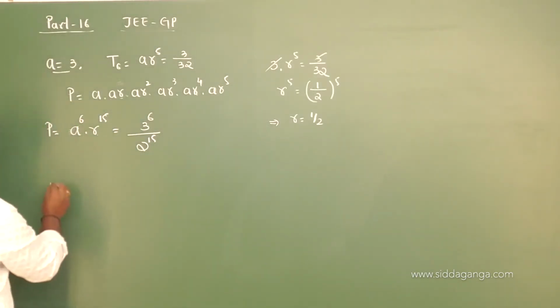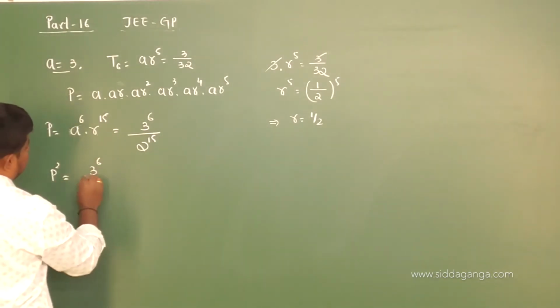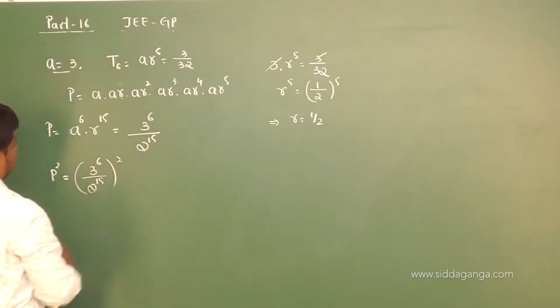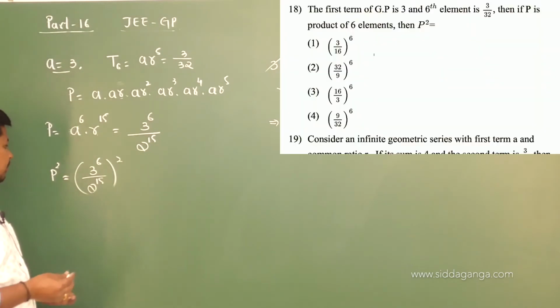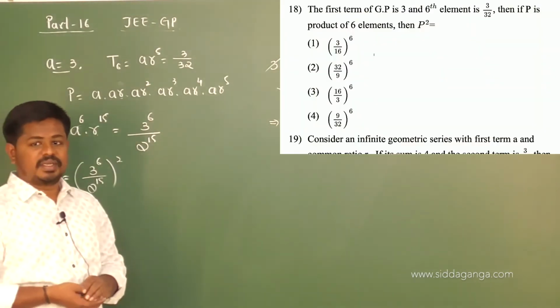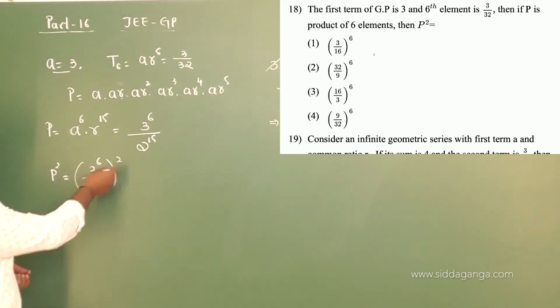Now what is P square then? P square is equal to what? 3 power of 6 by 2 power of 15 whole square. This is what our answer, P square. But in the option we have right 3 by 16 whole power of 6 we have, right. So let me convert this into whole power of 6.